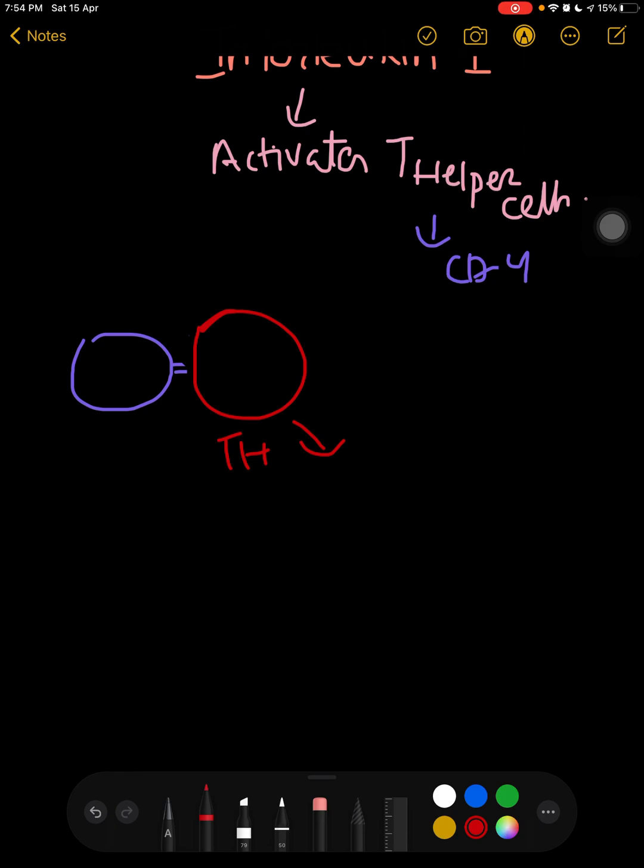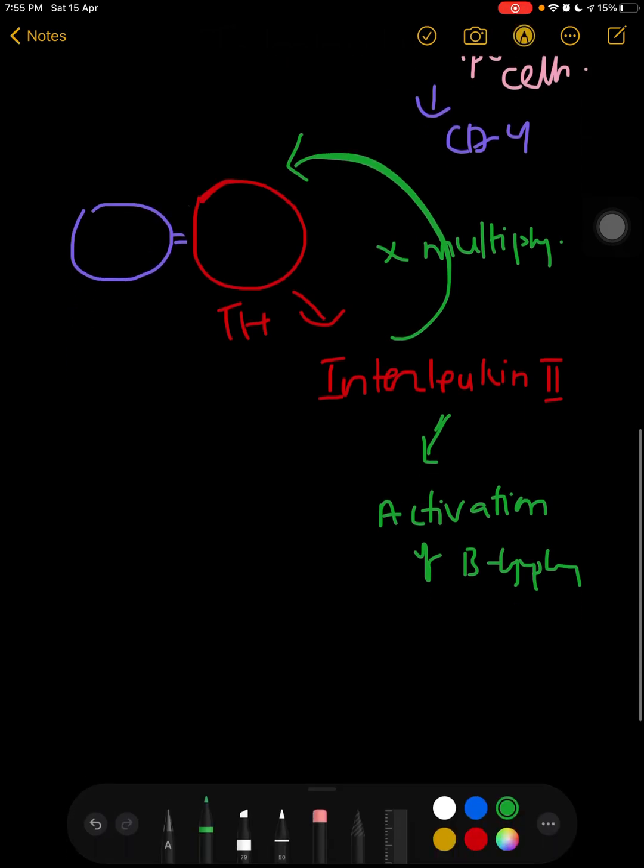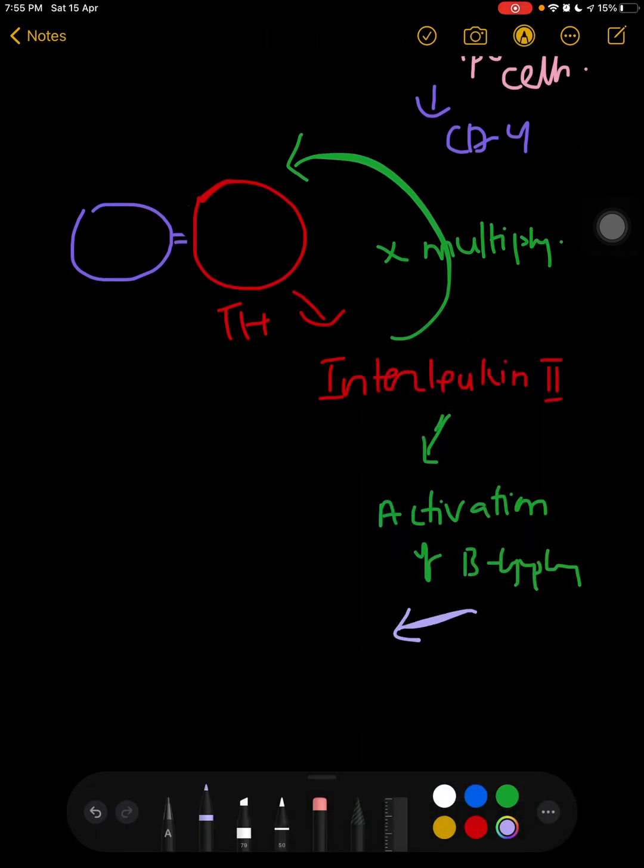Now this T helper cell will get activated and it will release interleukin 2. By the release of interleukin 2, the multiplication of the TH cells will also increase, as well as there will be the activation of B lymphocytes, and these B lymphocytes will produce plasma cells as well as the memory cells, B memory cells.